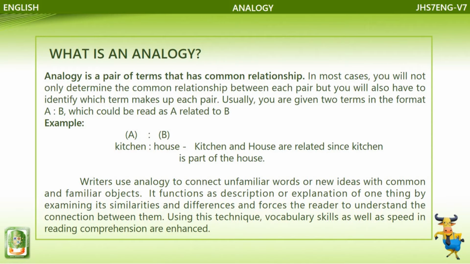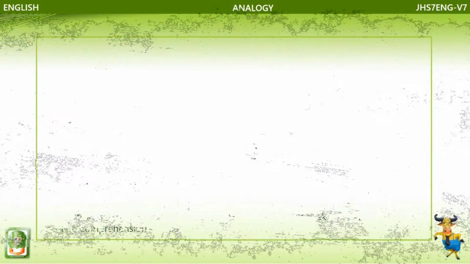Writers use analogy to connect unfamiliar words or new ideas with common and familiar objects. It functions as description or explanation of one thing by examining its similarities and differences, and forces the reader to understand the connection between them. Using this technique, vocabulary skills as well as speed in reading comprehension are enhanced.